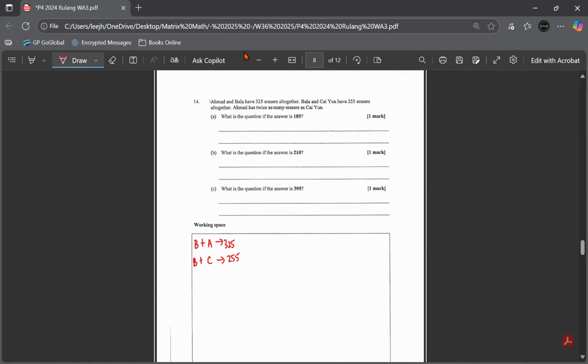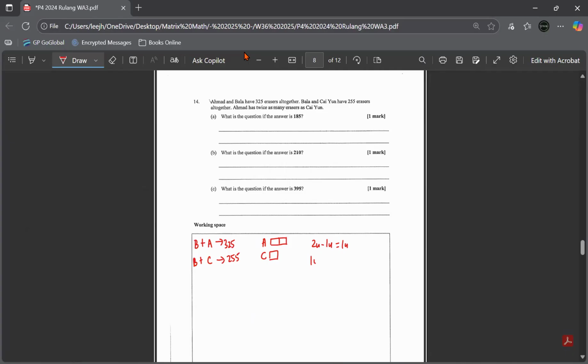Why did I put Bala first? Because no matter whether Bala is compared with Ahmad or Cyrene, the number of erasers he has is the same. But we know that the difference is between Ahmad and Cyrene. It says that Ahmad has twice as many as Cyrene. So Ahmad will be 2 units, Cyrene will be 1. I want to know what the question is if the answer is 185. You can see that the difference is 1 unit: 2u minus 1u is 1 unit.